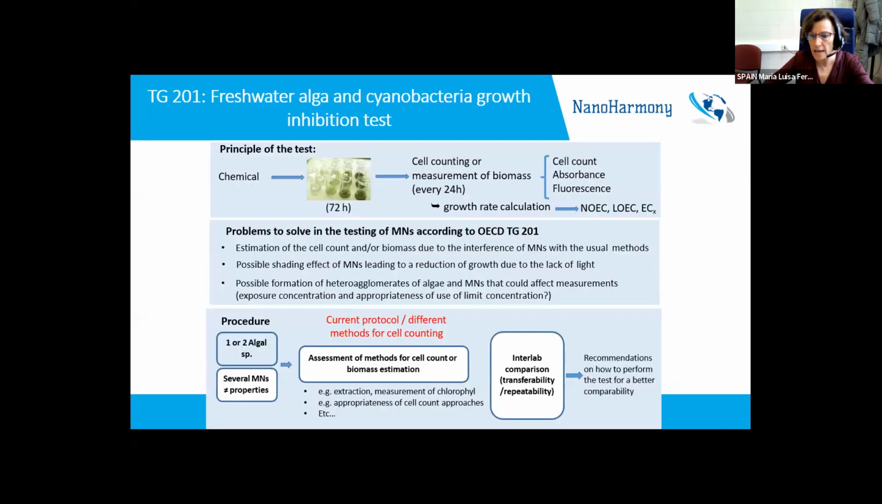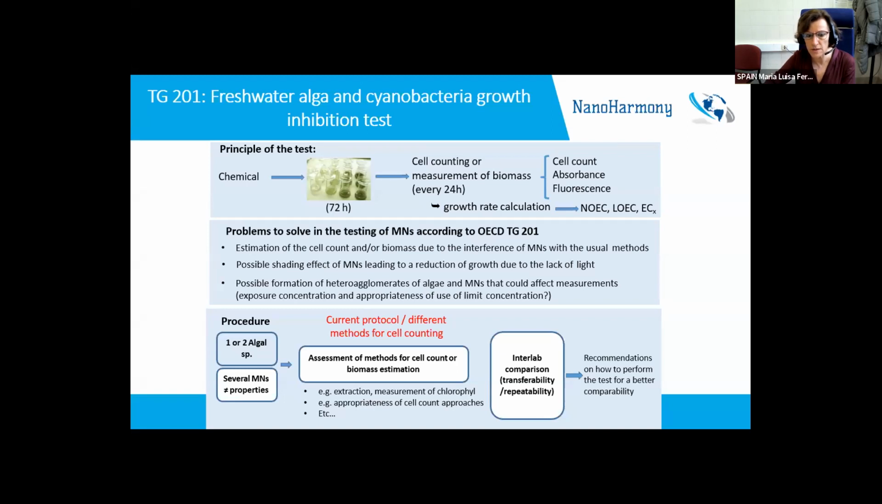So we addressed in the project proposal, for each of the test guidelines, the problems we wanted to solve and how to solve them. For test guideline 201, we identified that the cell count and the biomass method that are usually needed for this interfere with the nanomaterials. We also observed possible shading effects of the nanomaterials, which lead to a reduction of growth due to the lack of light, and possible formation of heteroagglomerates of algae and the nanomaterials, and this could affect the measurements. Also, the appropriateness of the limit concentration was a problem that we wanted to solve.